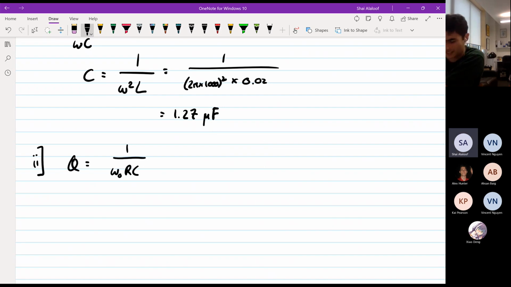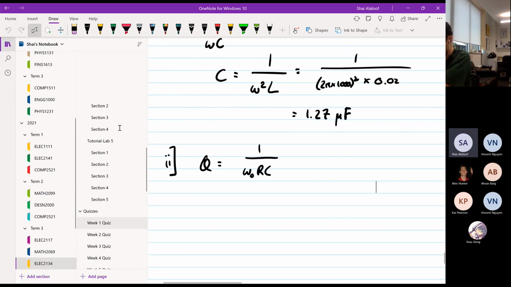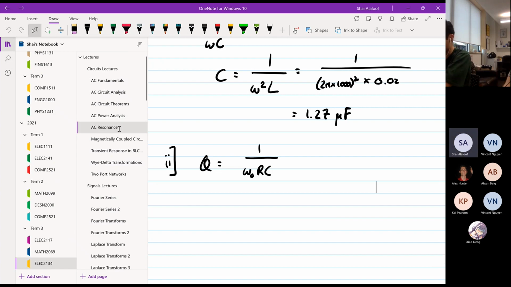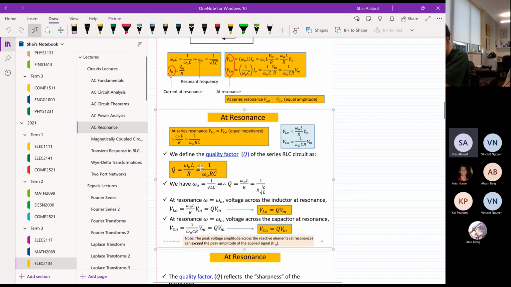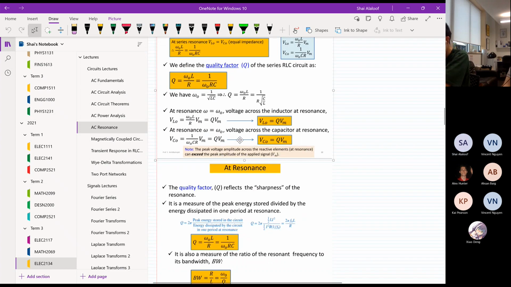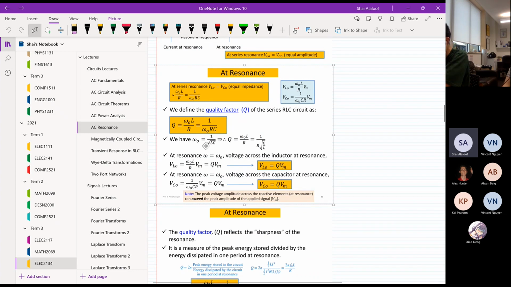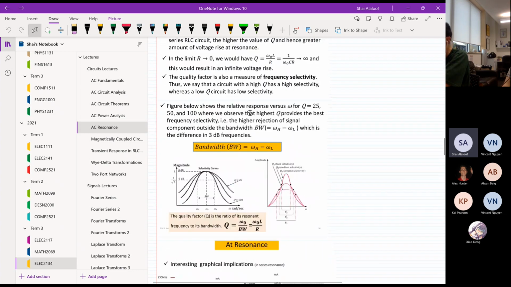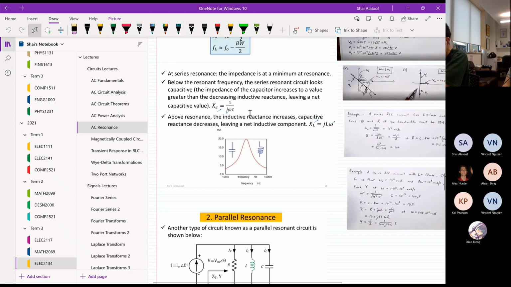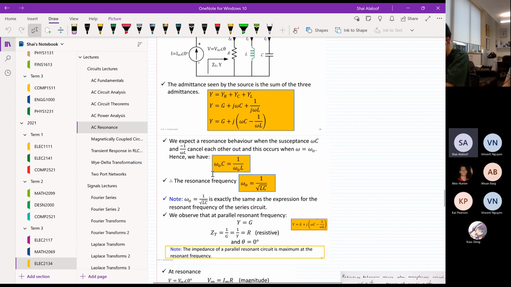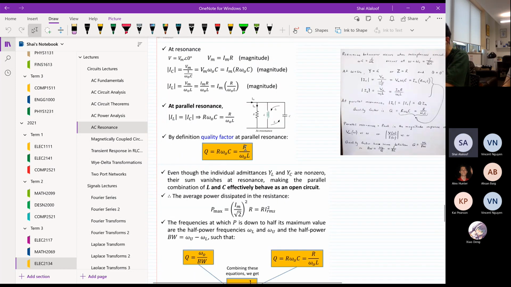We can just quote these directly? Yes, of course you can. That would be in the lecture notes. If I go to the resonance section, you can see this is the series RLC circuits. And then what's the parallel one? Yeah, parallel resonance. There we go. It's R on omega naught L.